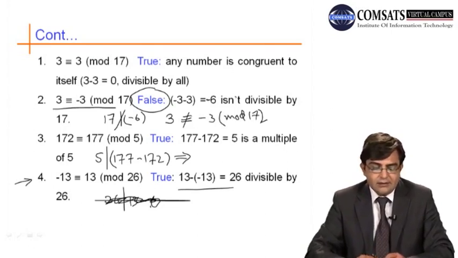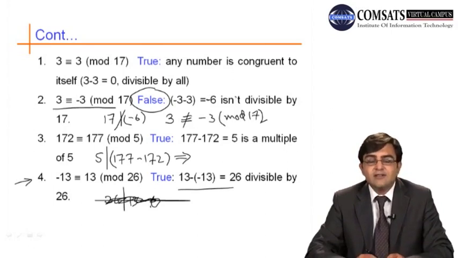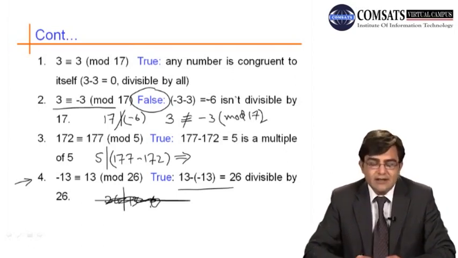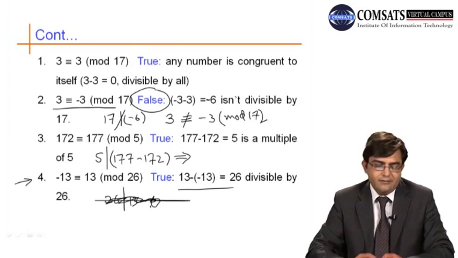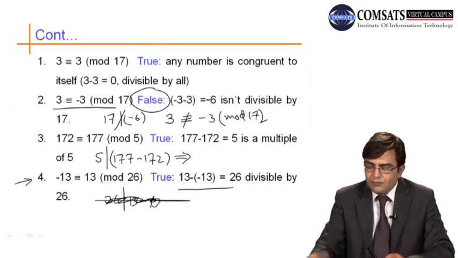So in the mod congruence we see whether n divides b minus a or not. If it divides, then we say that this congruence is true. If not, then we say that this congruence is false.